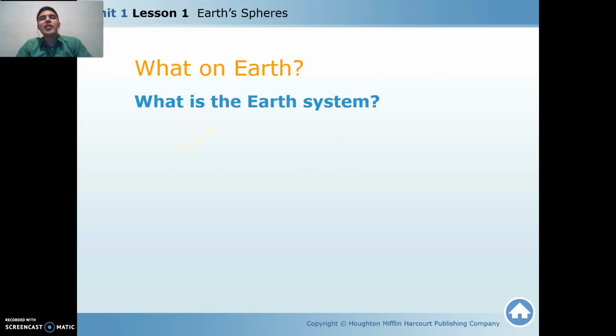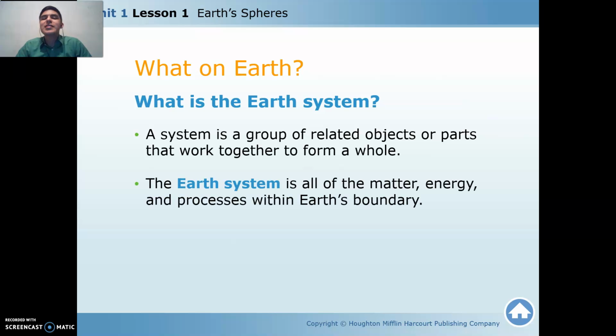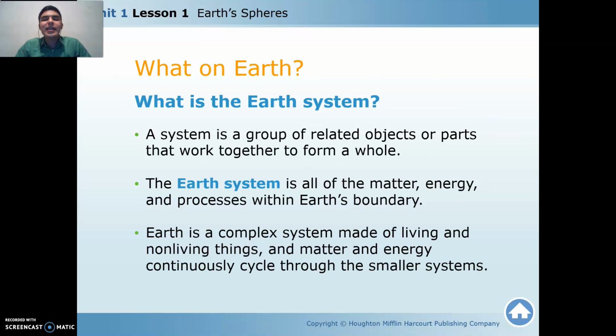And we need to start with what on Earth? What is the Earth system? This is something very interesting to analyze. A system is a group of related objects or parts that work together to form a whole. And the Earth system is all of the matter, energy, and processes within Earth's boundary. Earth is a complex system made of living and non-living things. Matter and energy continuously cycle through the smaller systems.